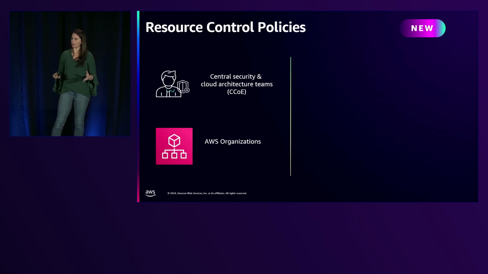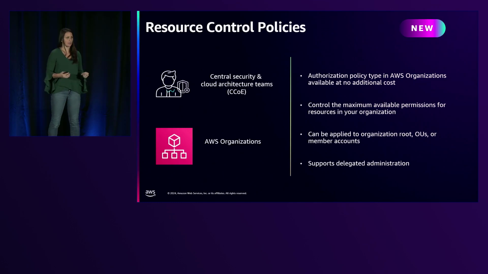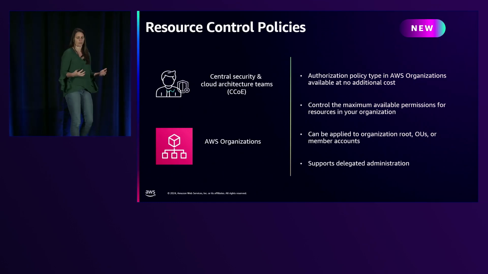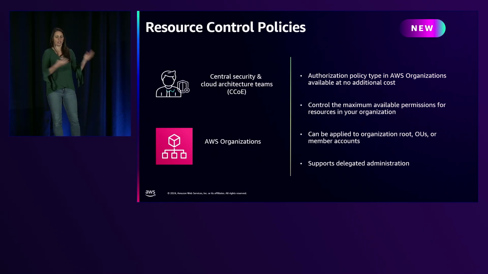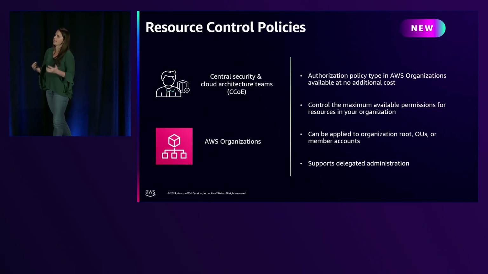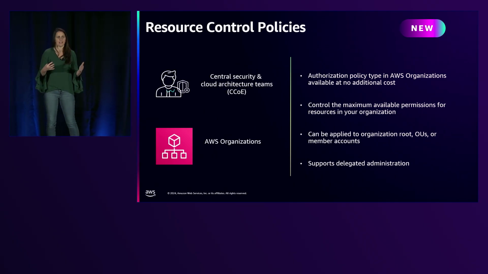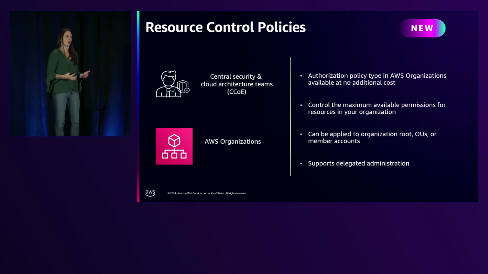If you're using AWS Organizations, you can now use resource control policies to set the maximum available permissions for your resources. In this case, we're talking about buckets. You can take the deny statements that we just talked about, turn them into a resource control policy, and they will apply to all your buckets, existing and future, and you can stop auditing it.